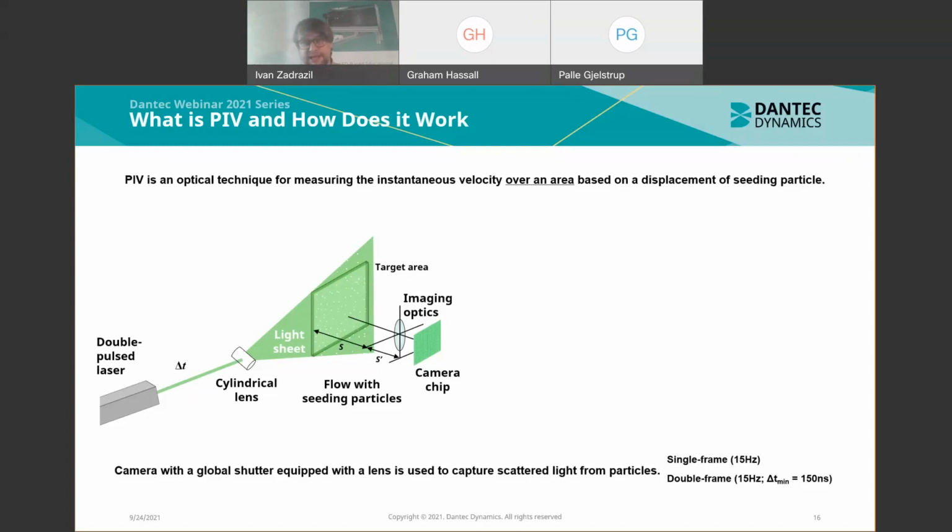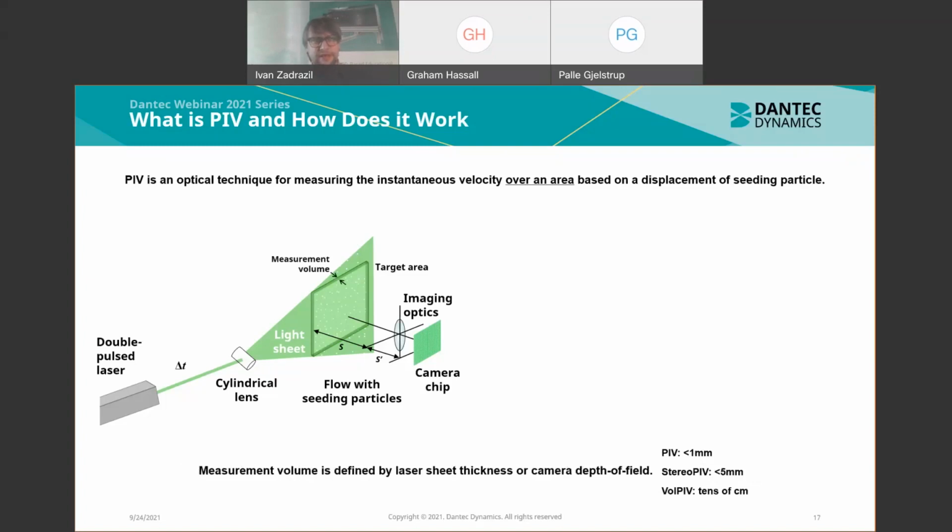Or double frame images, where we acquire images at exactly the same frequency, but each image consists of two sub-images or frames. These can be separated based on the duration of delta t, which is the time between the two frames. And this can be as short as 150 nanoseconds.